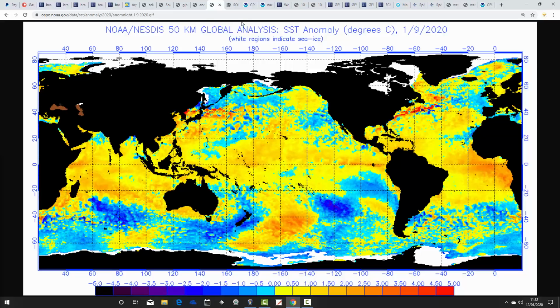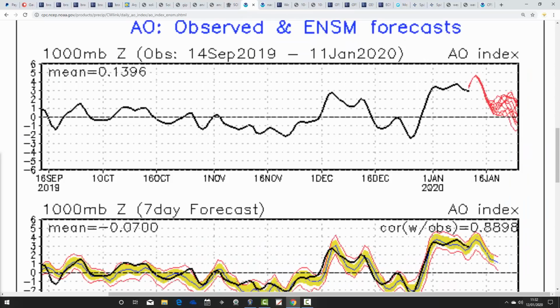So we'll be keeping a very close eye on what's happening with ENSO in the coming weeks and months, of course. Arctic oscillation next, observed and forecast. The black line shows where we've been with the Arctic oscillation. The red line at the end is where the GFS ensembles are forecasting the Arctic oscillation to go. As with the SOI, the AO is just really measuring the atmospheric pressures. This time, instead of in the southern Pacific Ocean, it's measuring the atmospheric pressure in the Arctic.